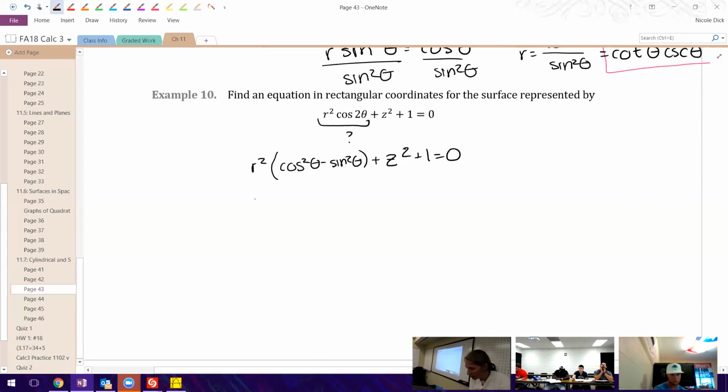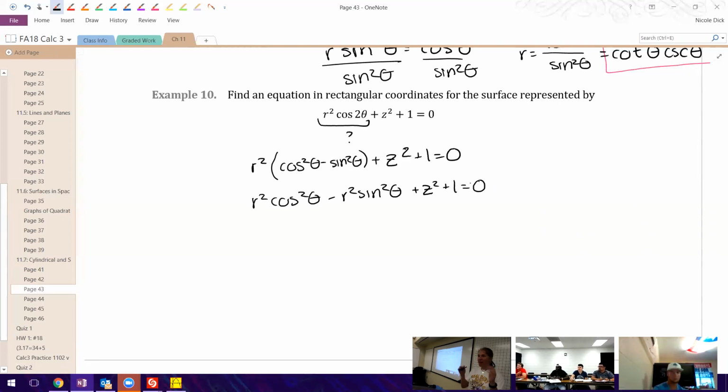Distribute that r squared, plus z squared plus 1 equals 0. And now hopefully part of that looks familiar. Can we do any conversions now? We could factor out an r, but let's not do that. Is there a better thing to do? Yeah, that's right, we can make them x and y. So now we know that x equals r cosine theta, so x squared is r squared cosine squared theta. So this term right here is just x squared. This term right here is just y squared. And then we still have that z squared plus 1.